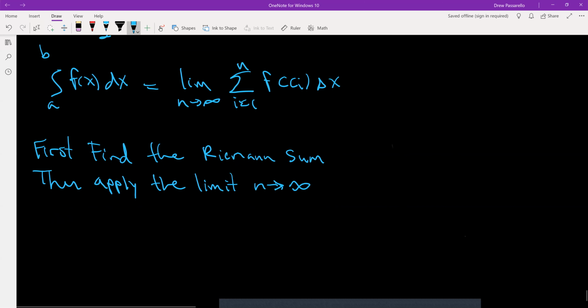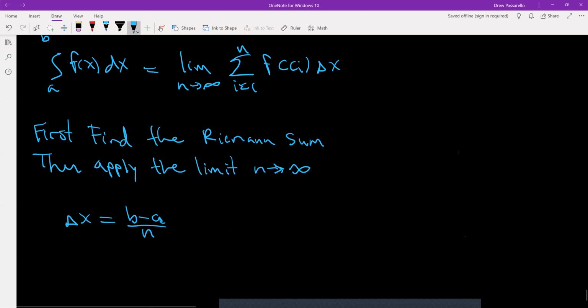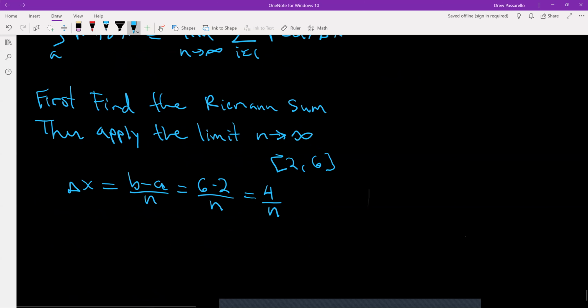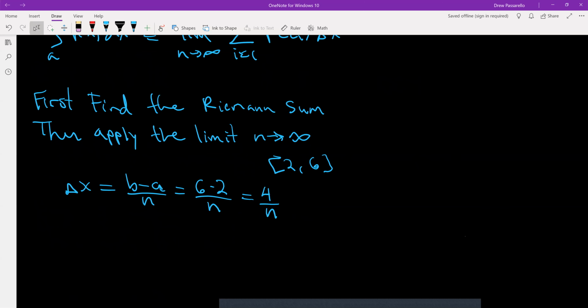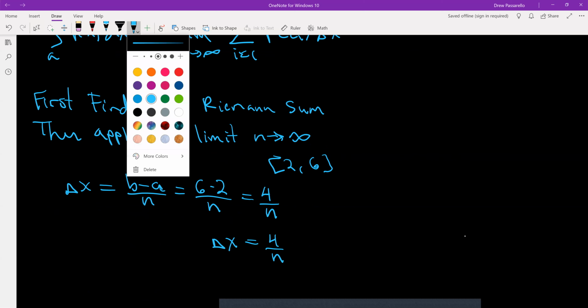Okay, so delta x is b minus a over n. Well, our interval is 2 to 6, so it's going to be 6 minus 2 over n. So that's 4 over n. That's the width of the rectangles if we were to think of it like that. So delta x is 4 over n, so I'll go ahead and circle that.